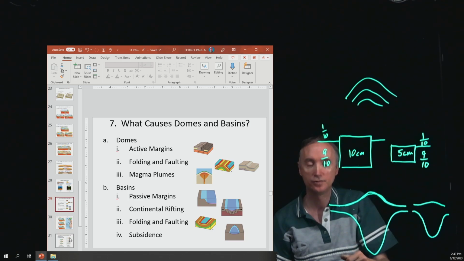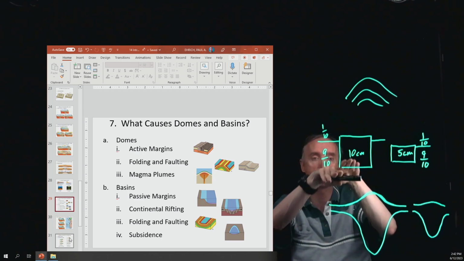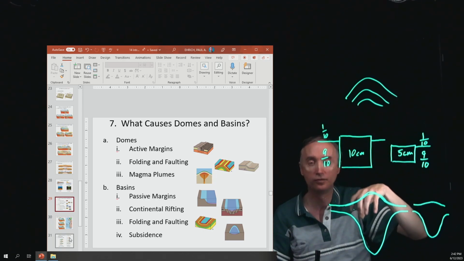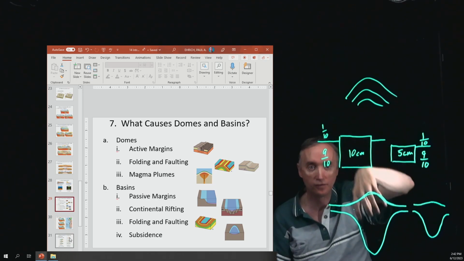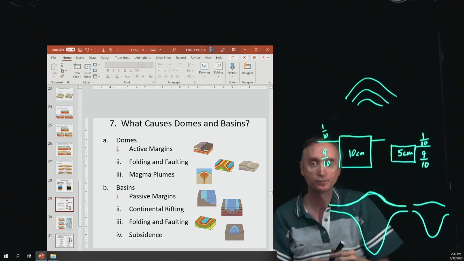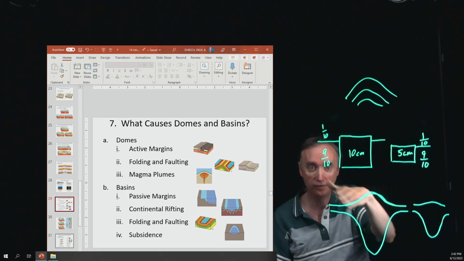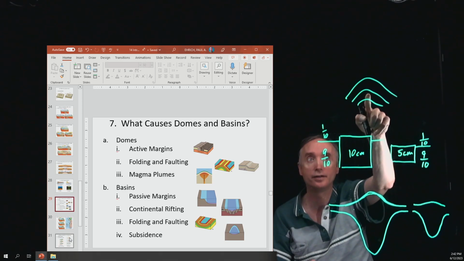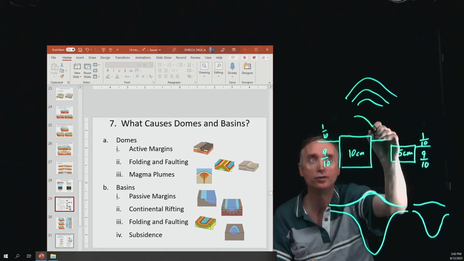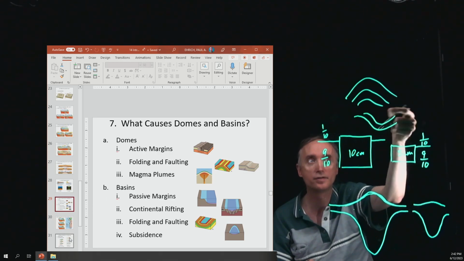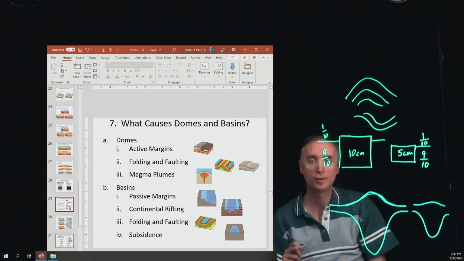Continental rifting. We said that where the plates are being pulled apart, you have normal faulting where the rocks are falling into this place where they're being pulled apart. So again, material can fill in that low spot, and that would be a basin. This time, instead of an anticline, you could have a syncline, and material can fill in the syncline, and that would be a basin.